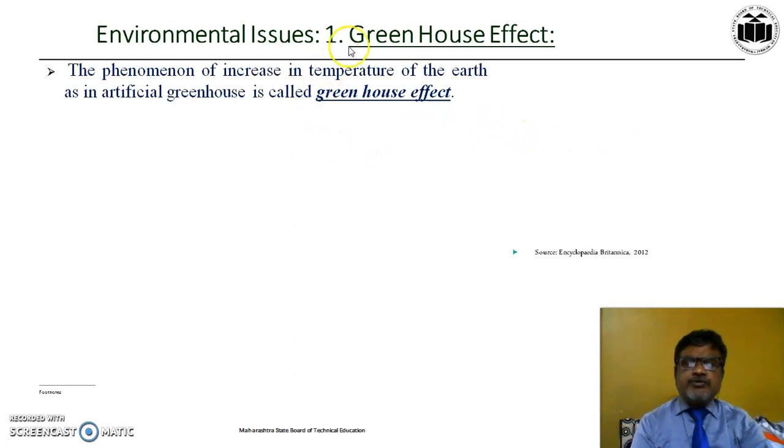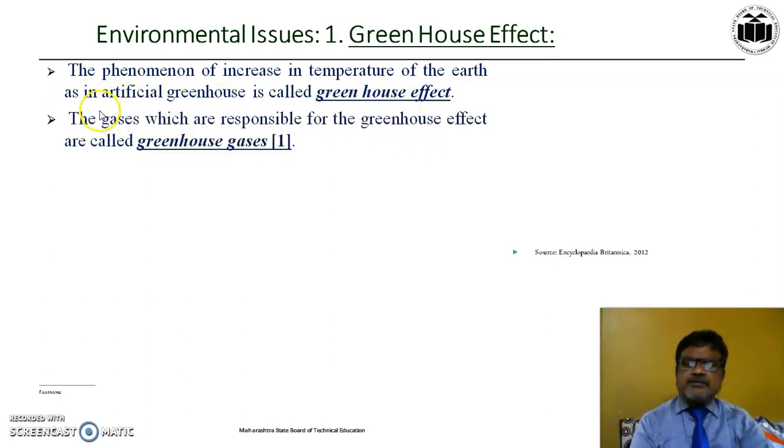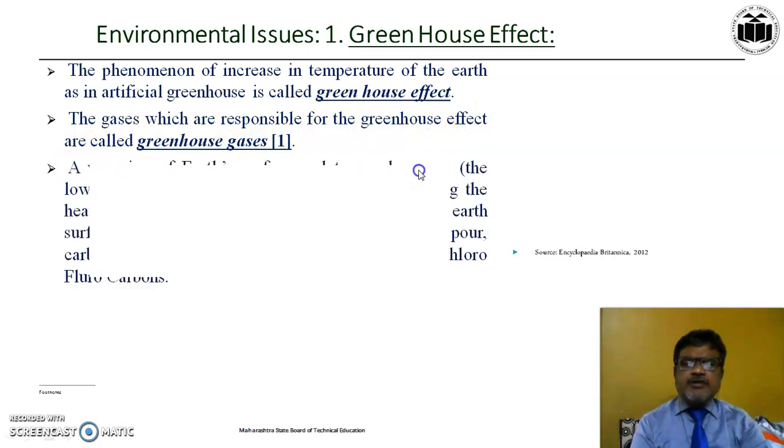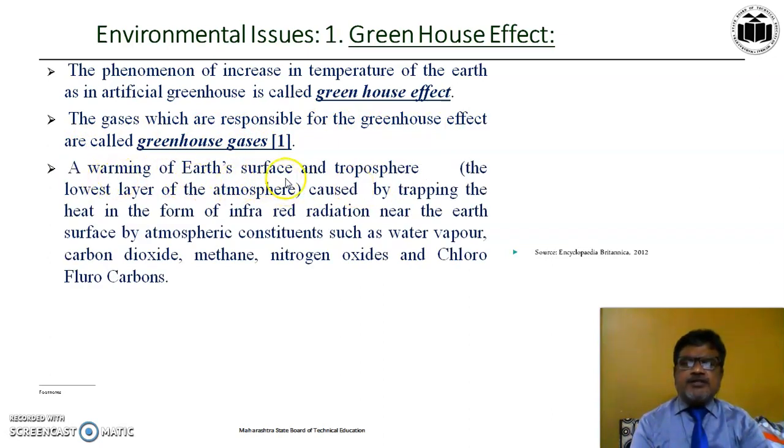The first environmental issue is the greenhouse effect. The phenomenon of increase in temperature of the earth, as in an artificial greenhouse, is called the greenhouse effect. The gases which are responsible for it are called greenhouse gases. It is a warming of Earth's surface and troposphere caused by trapping heat in the form of infrared radiation near the Earth's surface by atmospheric constituents such as water vapor, carbon dioxide, methane, nitrogen oxide, and chlorofluorocarbons. These are also called greenhouse gases.